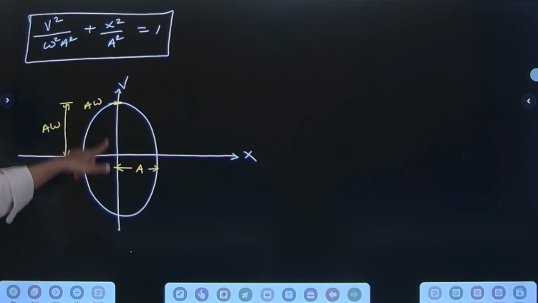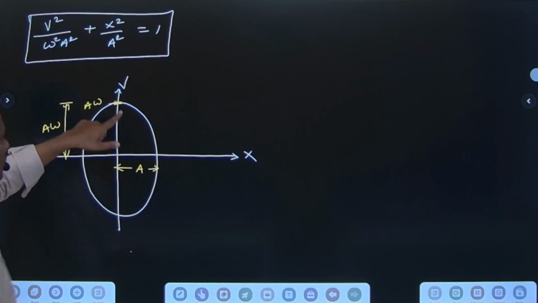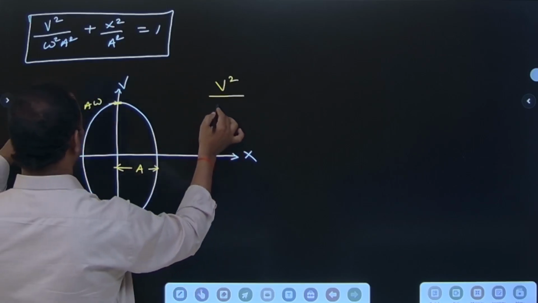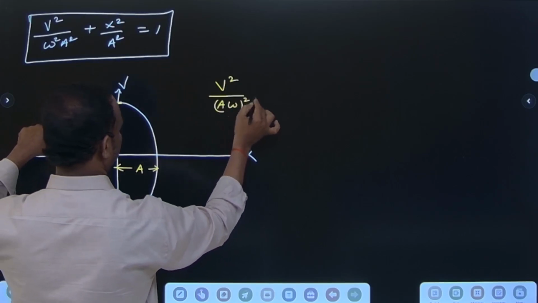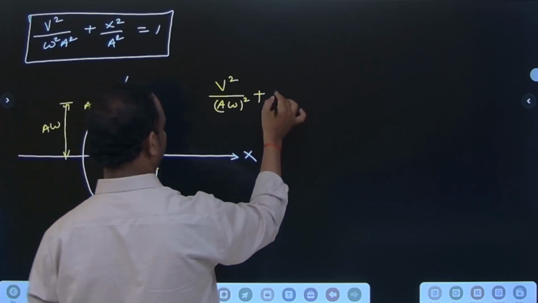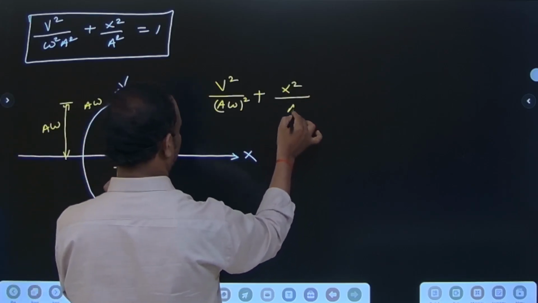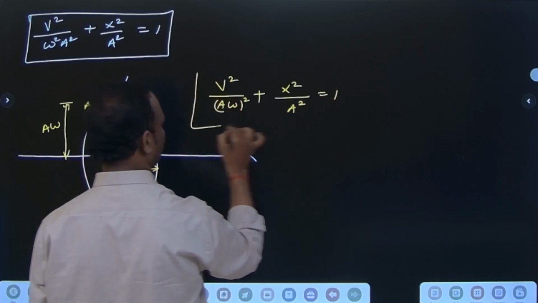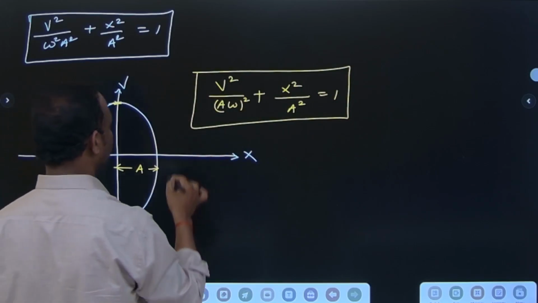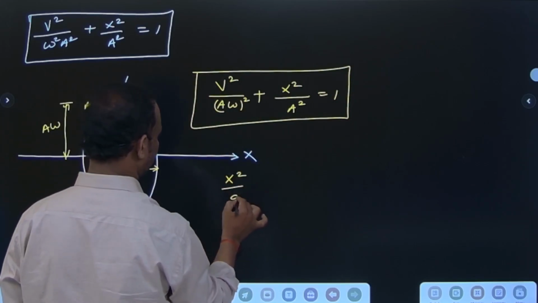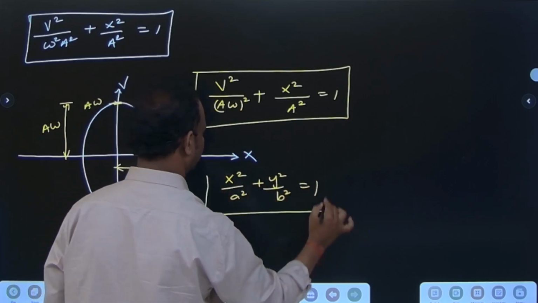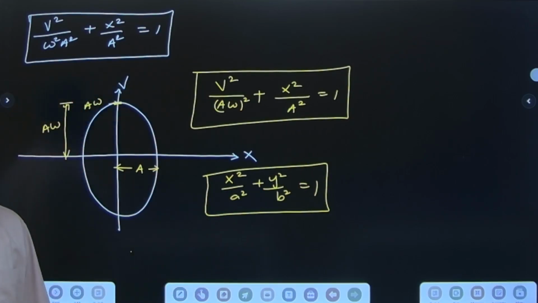What is there along with the y-axis? V square by A omega whole square, plus along with the x-axis, x square by A square is equal to 1. So x square by A square plus y square by B square is equal to 1, which is the general equation for an ellipse.